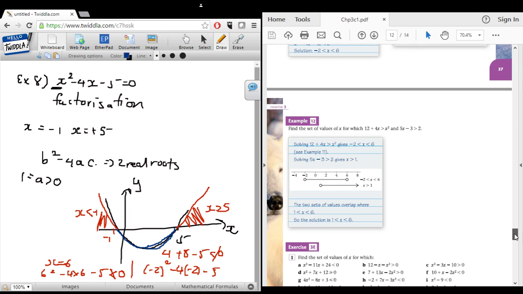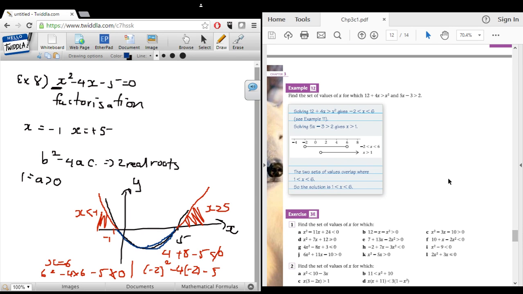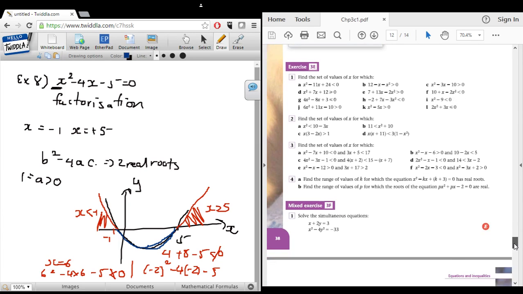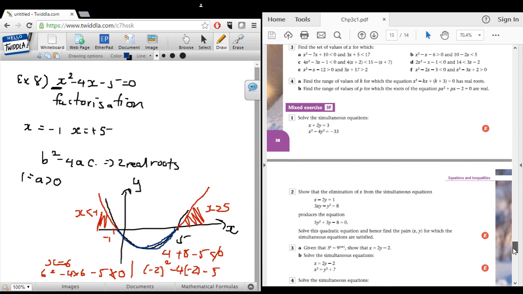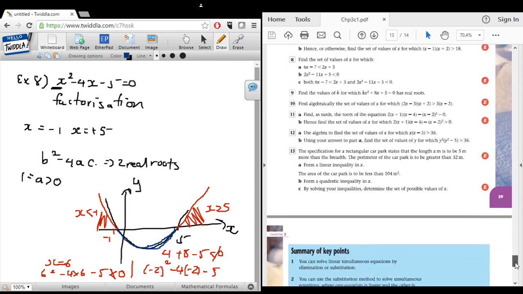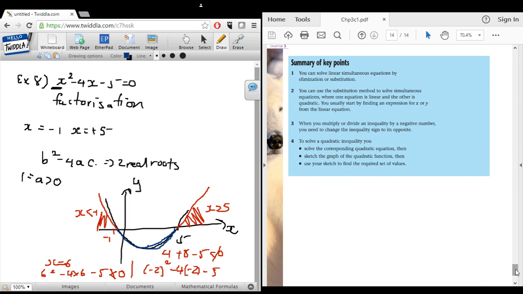And then you have an example here, and it asks you to find a set of values for x which respect those two equations. And then you have some exercises that you can do. Once again, we're at the point of the mixed exercises, which combine all the different subsections in the respective exercises. Right, summary of key points.